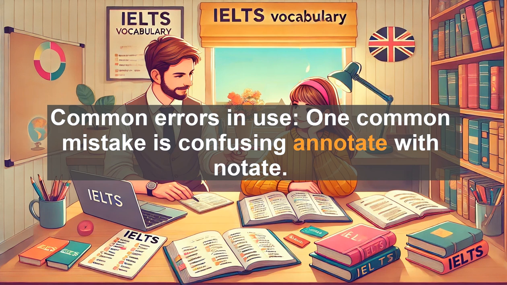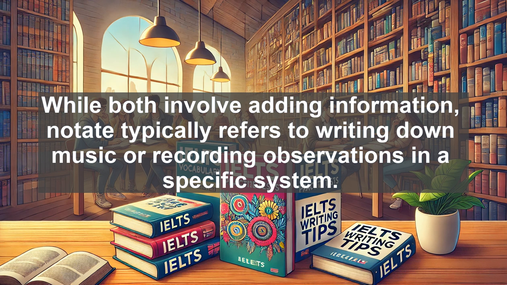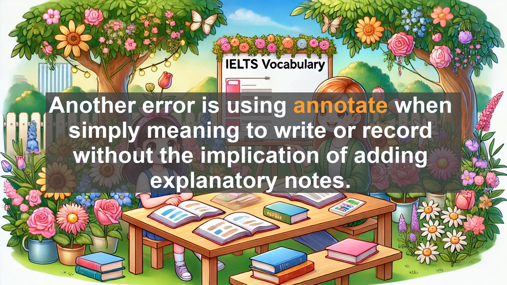Common errors in use. One common mistake is confusing annotate with notate. While both involve adding information, notate typically refers to writing down music or recording observations in a specific system. Another error is using annotate when simply meaning to write or record without the implication of adding explanatory notes.